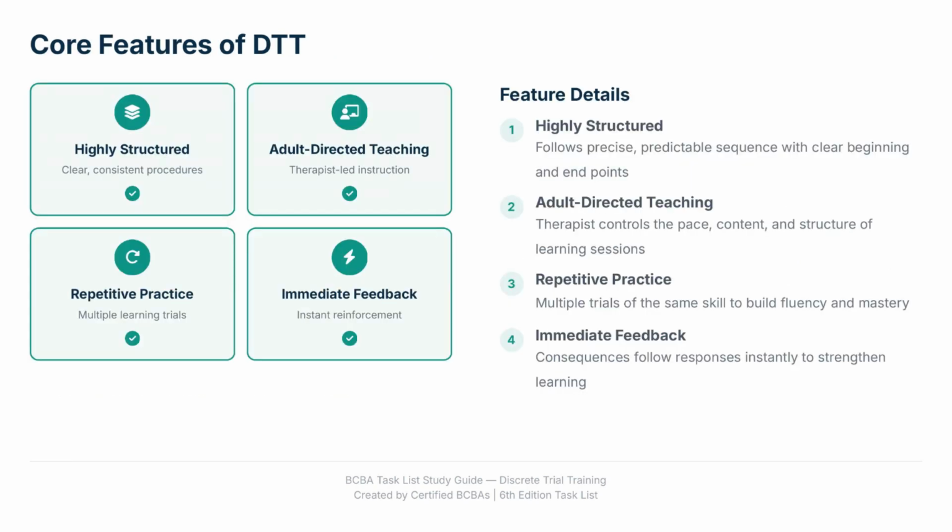There are several core features that define DTT. First, it is highly structured, meaning the sequence is consistent and predictable. Second, it is adult-directed, meaning the instructor controls the pace and content of instruction. Third, it involves repetitive practice, which allows the learner to build fluency through multiple trials. And finally, it includes immediate feedback, which is critical because consequences must follow responses quickly in order to strengthen learning.